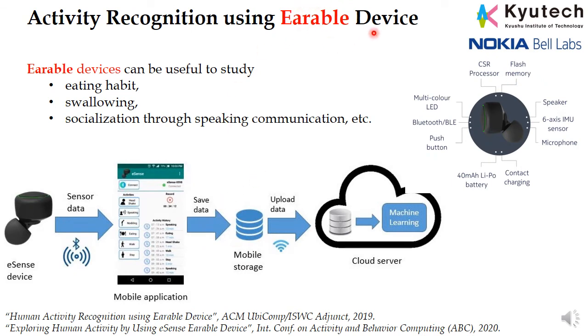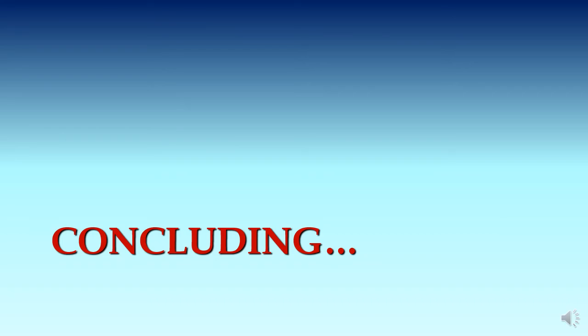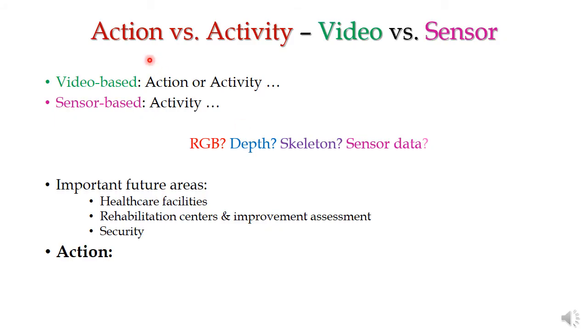Another topic is recognition using an earable device. An earable device is something you put inside your ear. It is a small device. This is not contactless, but it can give you special information like eating habits, swallowing, and socializing through speaking and communication. This kind of information, especially for elderly people or hospitals, we can get. We did some activities, and we are exploring this device from Nokia Bell Labs.